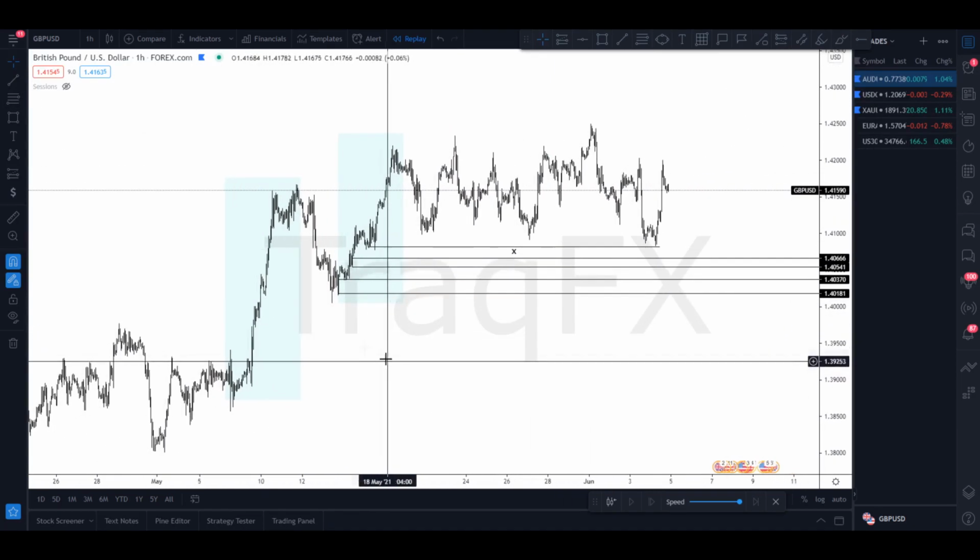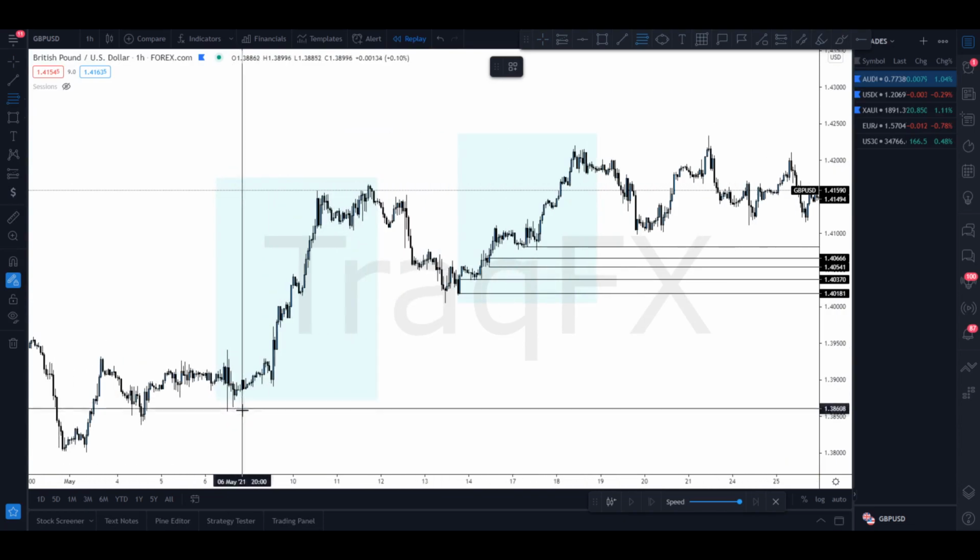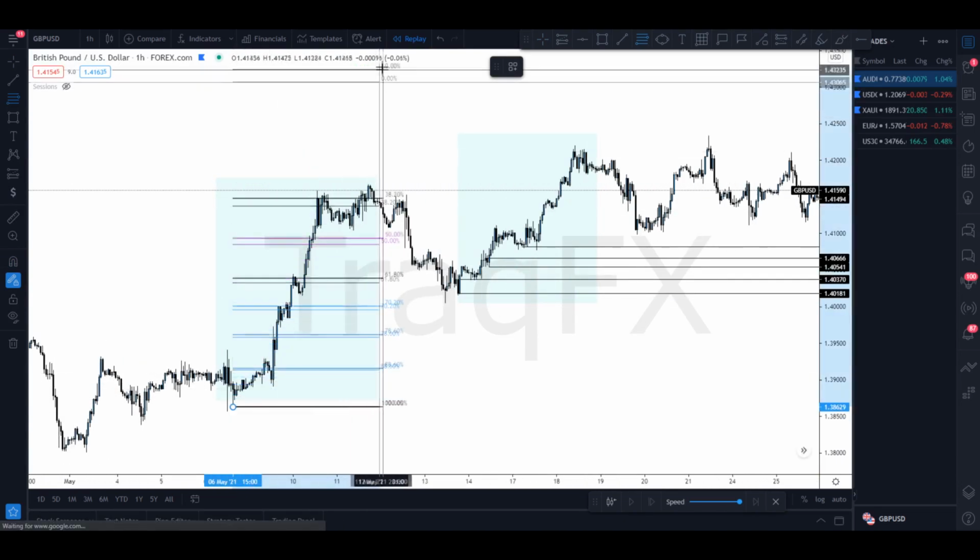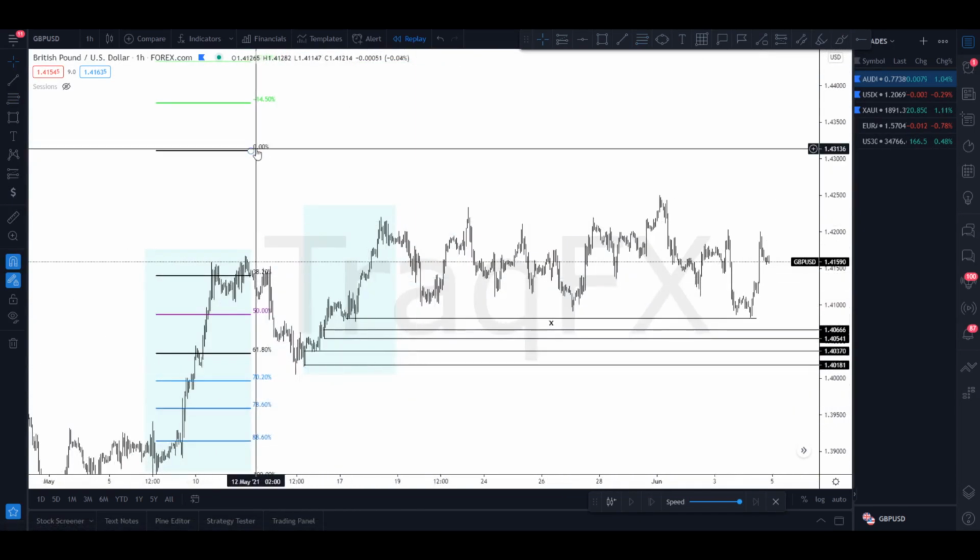Now, same thing with the next one. Take your fib from the low all the way up to wherever the high was, which would be right over here.